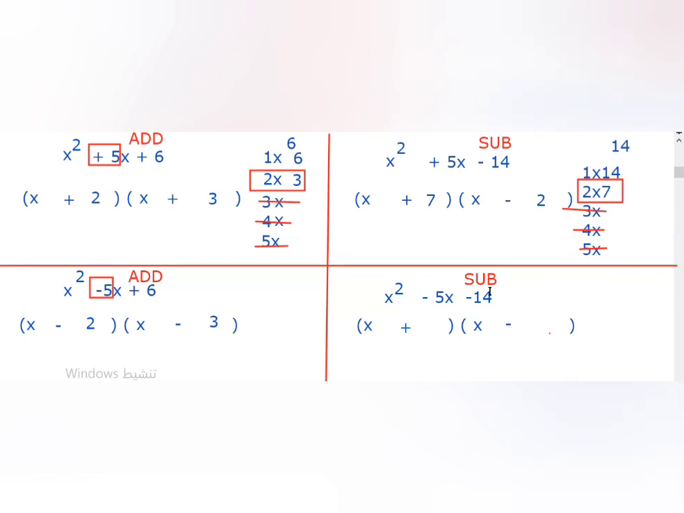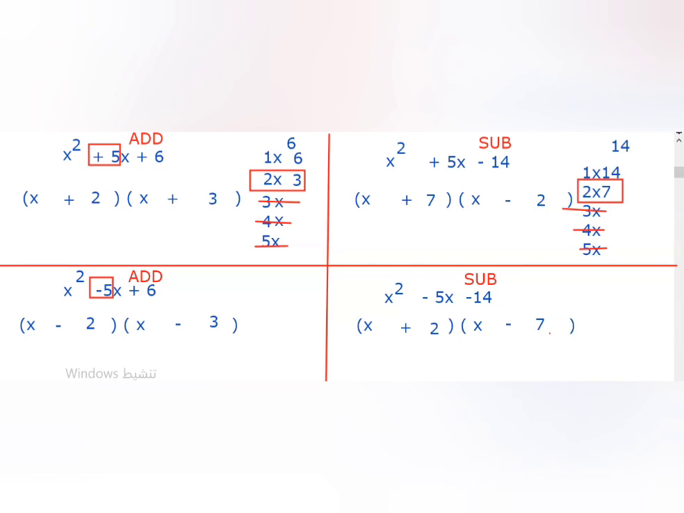Same idea here. As I said, subtracting means different signs. We put the x's, we put the signs which are different. After factorizing, I find out that 2 times 7 equals 14. And when you subtract them, you will get 5. Now, the answer of subtracting is negative this time. It means that the bigger number must be negative, which is the 7. So I'm going to take the 7, put it in the negative place, which is here. So 7 is here, and the 2 is here.